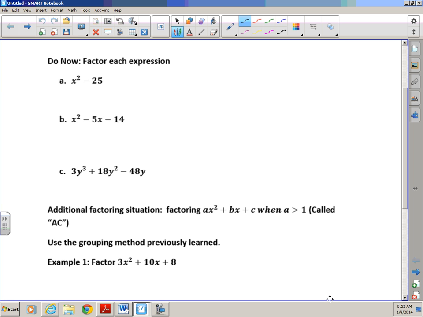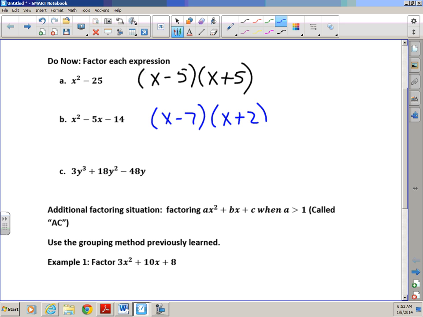x squared minus 25. You should see that both terms are perfect squares, x squared and 25. And as you learned with DOTS, which is the difference of two squares, it can be factored as x minus 5, x plus 5. The second one, you learned to factor using the I AM method: what adds to negative 5 and multiplies to negative 14? And hopefully you'll see that factors as such.